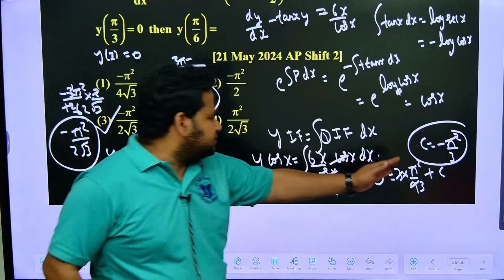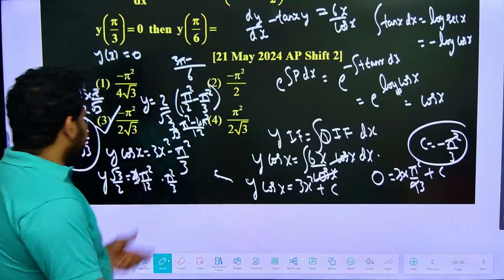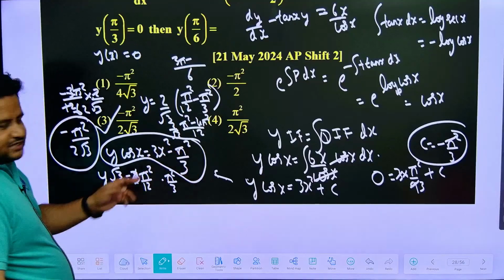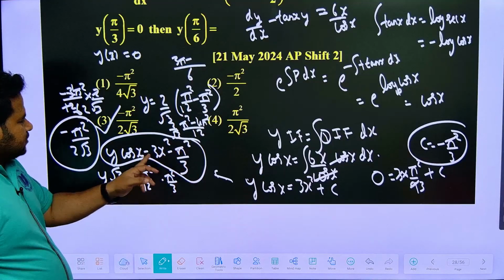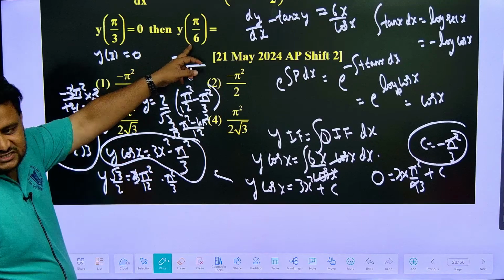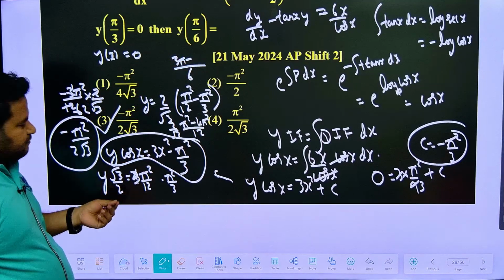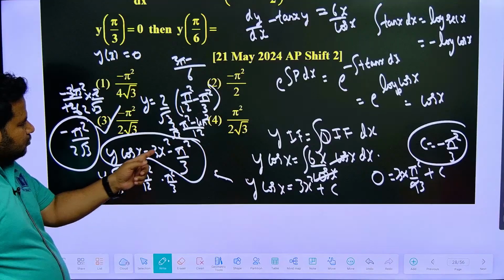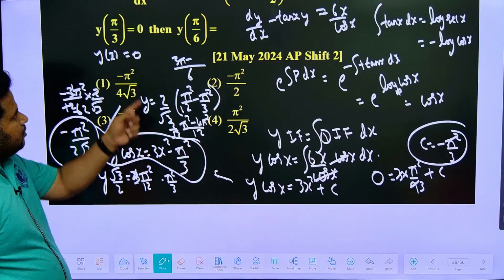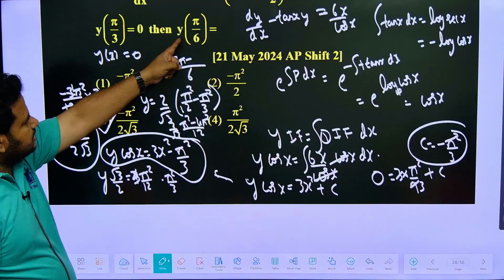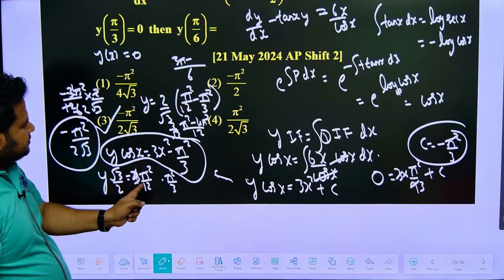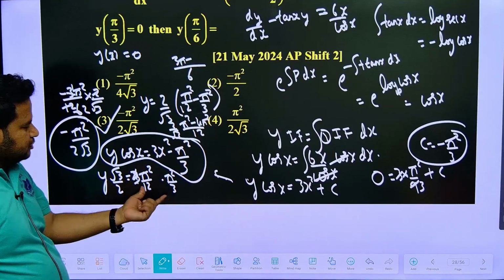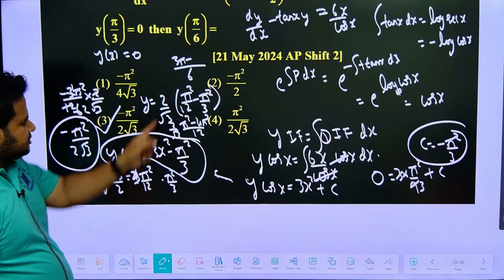Now I will put the value of c in this general solution. So I will get y into cos x equals 3x square minus pi square by 3. Now they are telling, when you put x equal to pi by 6, what is the value of y? When I put x equal to pi by 6, cos pi by 6 is root 3 by 2, that is equal to 3 into x square, which is pi by 6 whole square, pi square by 36. So here 3 is there, 3 12s are, pi square by 12 minus pi square by 3. I took the LCM, I will get it as minus 3 pi square by 12.